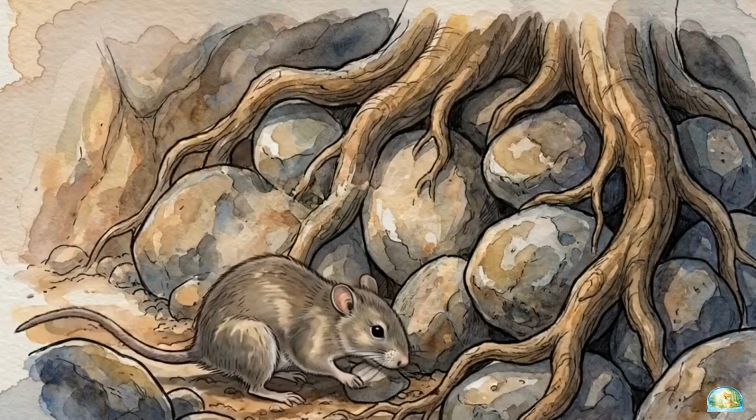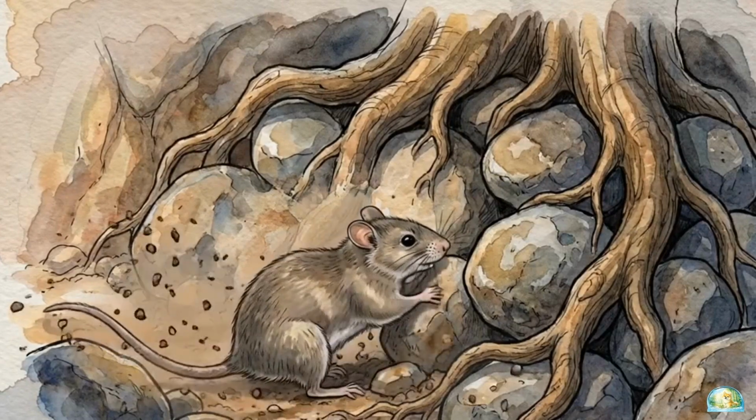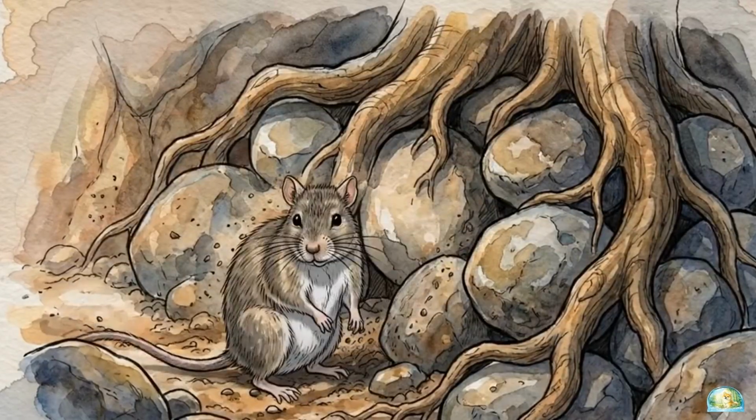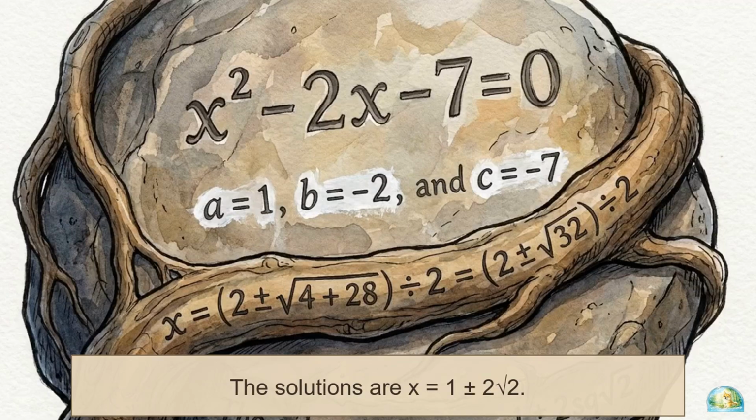The final barrier blocking the path to the outside world is the heaviest one yet, a massive wall of densely packed root stones. These stones carry a more stubborn block. X squared minus 2x minus 7 equals 0. When the structure resists simple factoring, we deploy the quadratic formula. Identify a equals 1, b equals negative 2, and c equals negative 7.